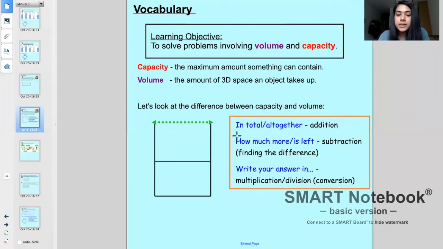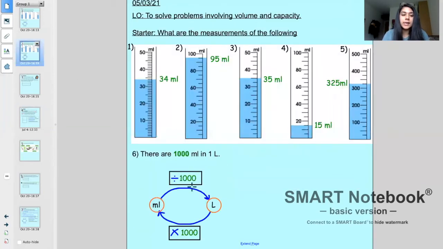I also wanted to look at some language used in worded problems. So for example, in total, altogether. Remember, in total, altogether refers to addition. How much more or how much is left, that will refer to finding the difference. And when you find the difference, you need to do subtraction. A lot of the questions that I've written for you will say, write your answer in millilitres or write your answer in litres. And this will require you to use multiplication or division because you will be converting, just like we looked at here.